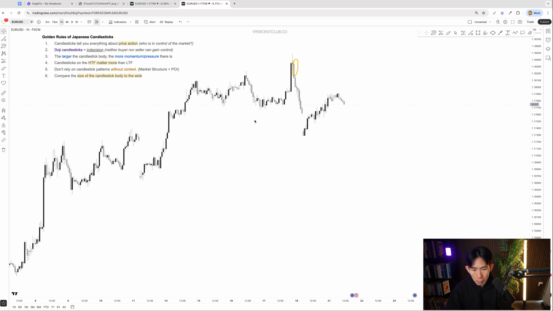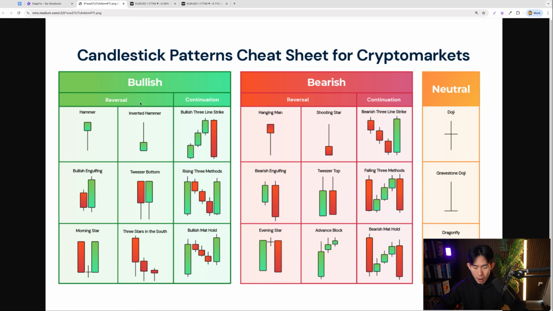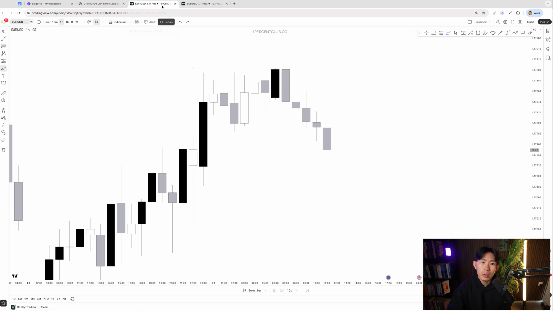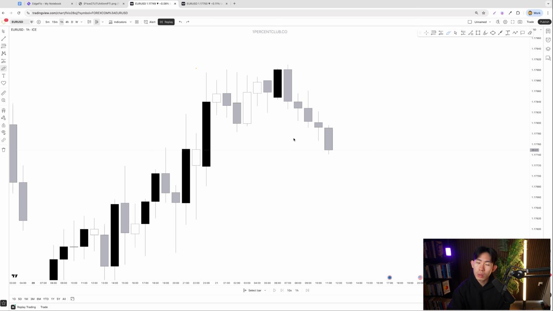So, remember, the goal here is not to memorize candlestick names or patterns or to be one of those guys where you buy a mouse pad that has all the candlestick patterns. You look like a weeaboo when you have that, right? Don't be a geek, okay? Even though I'm the trading geek. Instead, the goal here is to understand what price is actually communicating. Candlesticks help you read the momentum, the rejection, the indecision, the pressure, the intent. And once you understand that, the chart becomes much easier to interpret.